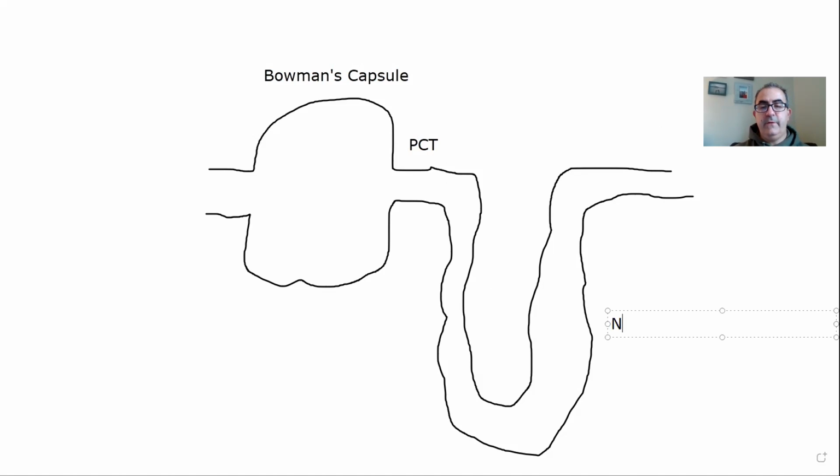The loop is called the nephron loop. It's actually sometimes called a loop of Henle. And this end is called the distal convoluted tubule.